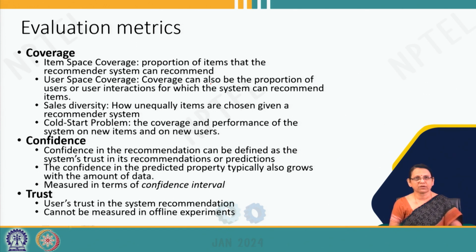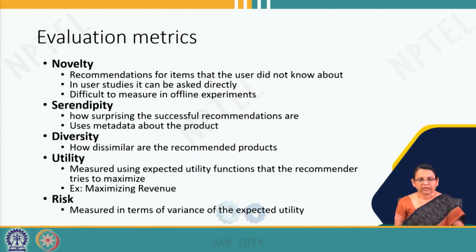So, the next metric is trust. Users' trust in the recommendation system is difficult to measure, and specifically cannot be measured in an offline experiment. In user studies or online experiments, we can ask questions and get this value. Novelty is another evaluation metric. It is about recommending items that the user did not know about. In user studies it can be asked directly, but it is difficult to measure in an offline experiment.